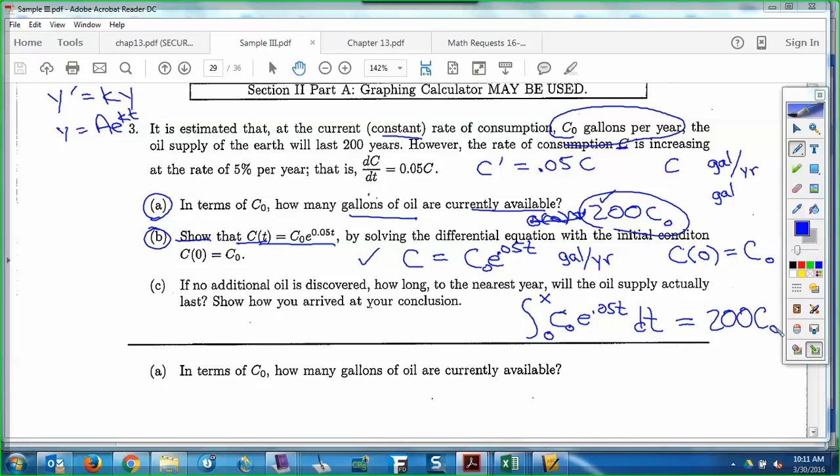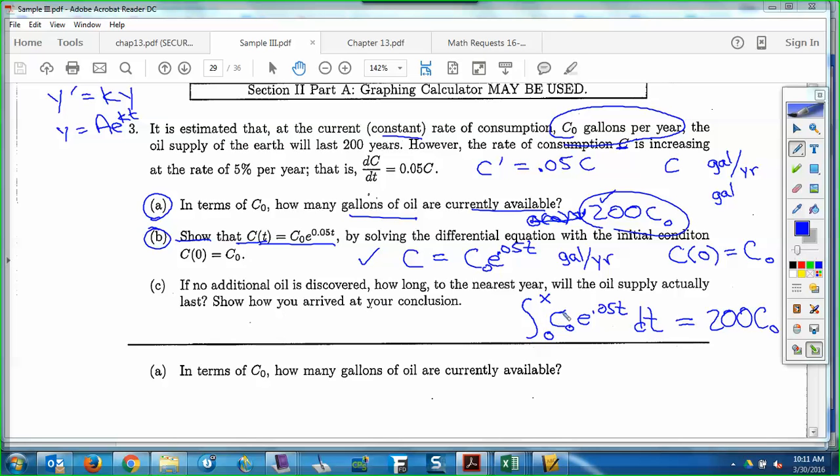Because we got to think about what this represents. This is the rate of consumption, right, of us using the oil. So this integral is going to be the amount we consume, right? This is going to be the number of gallons we consume. So we don't want to set it equal to 0. We want to set it equal to how many gallons we're going to consume, right? And that is all the oil we have. If we're going to run out, then it would be when we use all that.